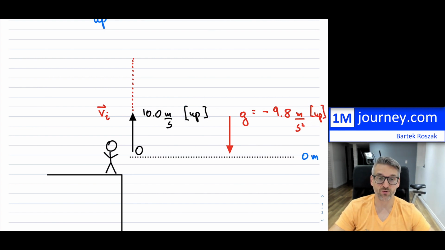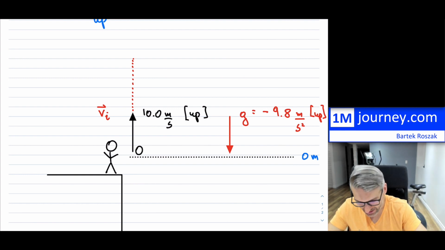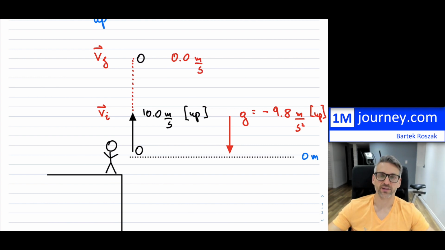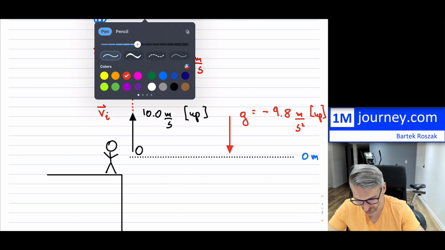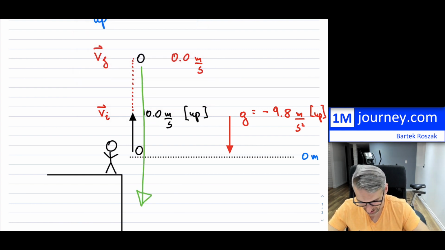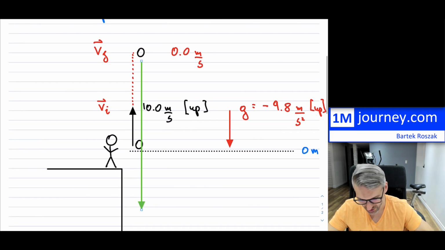So that acceleration really is the deceleration of this object, and it would continue upwards until eventually it would just stop. If this was your V final right there, that object eventually is going to stop moving because gravity is trying to pull it down. And when it stops, obviously it's going to start to come right back down, and unless you catch it, it's going to continue straight downwards.